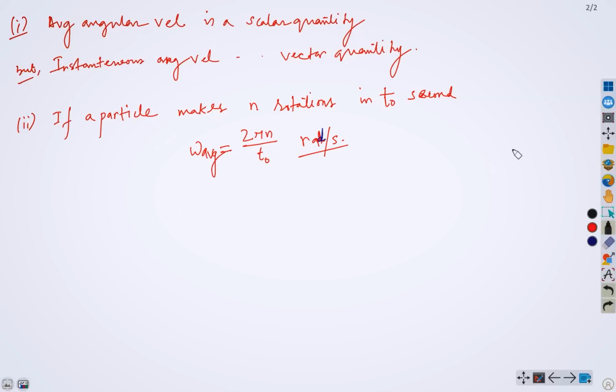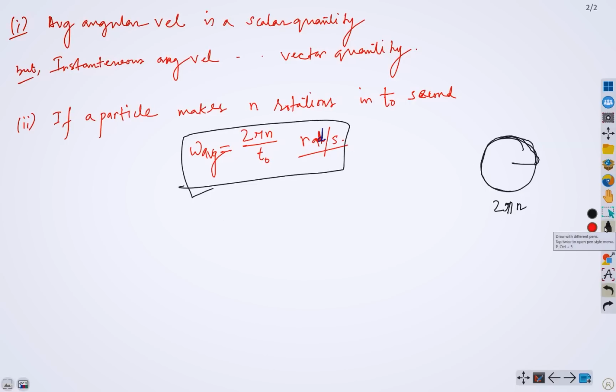So say a particle is moving in a circular path. If it covers 2 pi distance, it means that it finishes a complete revolution, right? Because the circumference of a circular path of unit radius is 2 pi. Now, if it makes n revolutions or n rotations, it covers 2n pi distance. Now, if it makes n rotations in t0 seconds, the average angular velocity will be 2n pi by t0, since we assume that the velocity is uniform. Yes, very simple.